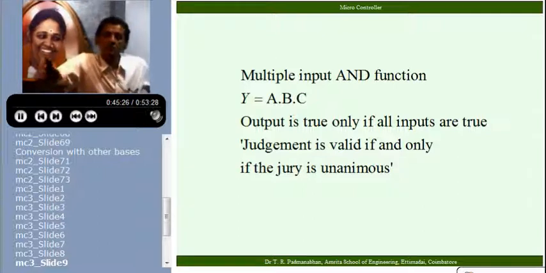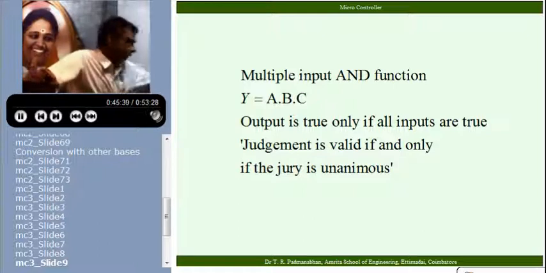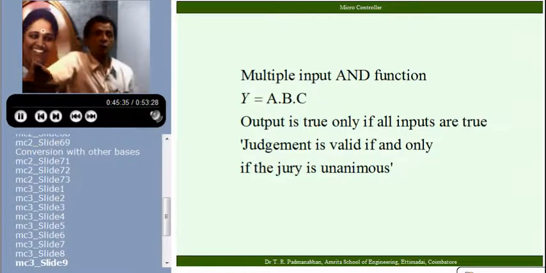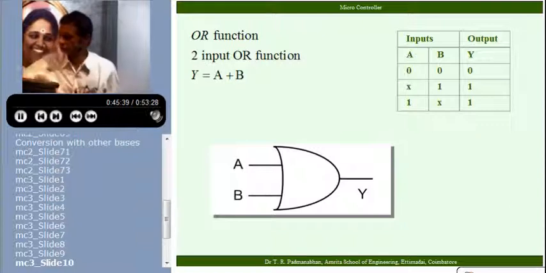A very rigorous statement: everyone has to agree. All the valves are to be closed, then I get a flow outside. It is similar to that. Only in that case, output is true. So I can have a 3 input AND gate, 4 input AND gate, and so on.